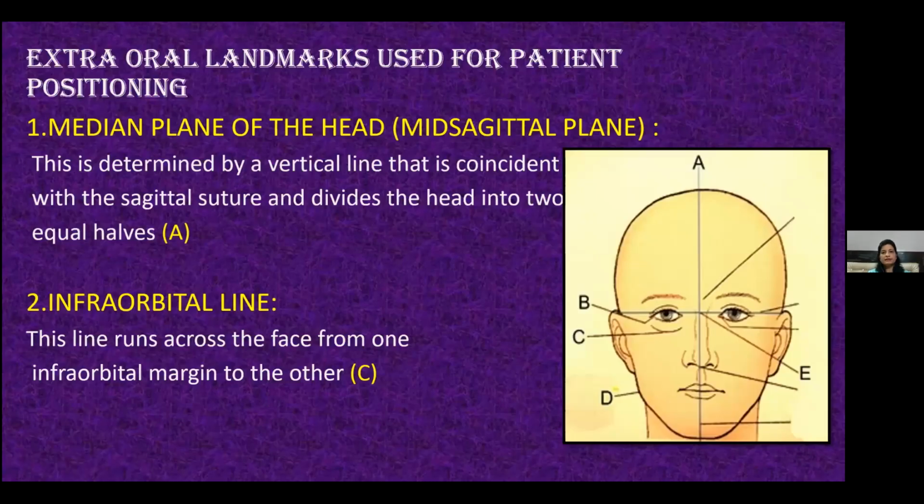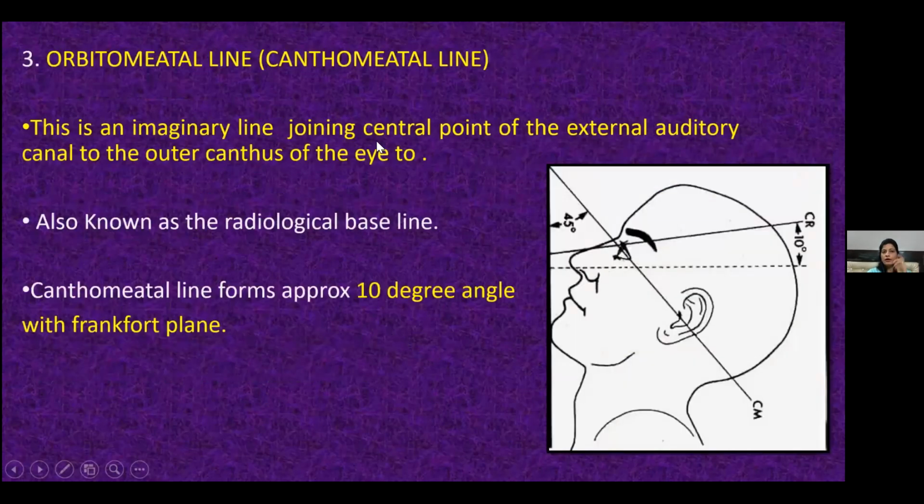Landmarks, this we have already discussed. Mid-sagittal plane, this is A, which is the mid-sagittal plane, everybody knows. This is your infraorbital line, that is your C, outer canthus and canthomeatal line. Now this is important. The question is, canthomeatal line and Frankfurt plane relationship. Can anyone tell me what is the relation between canthomeatal and Frankfurt horizontal plane? No? 10 degrees. Very good. So they form a 10 degree angle to each other. So what is canthomeatal line? It is a radiographic baseline. So the first question, which of the following is a radiographic baseline? So what is my answer? Canthomeatal, not Frankfurt.